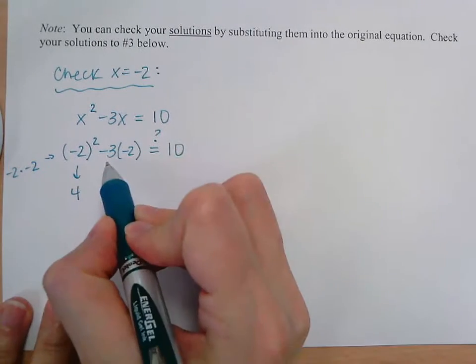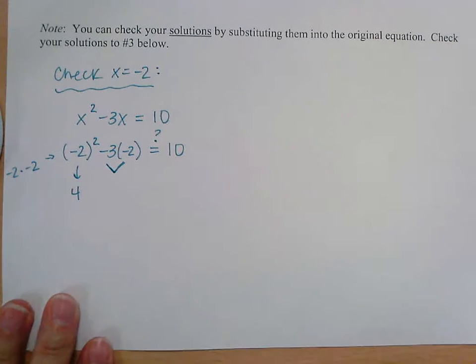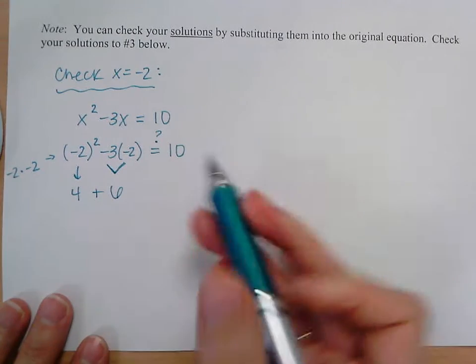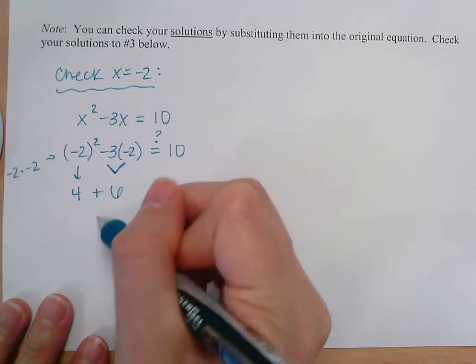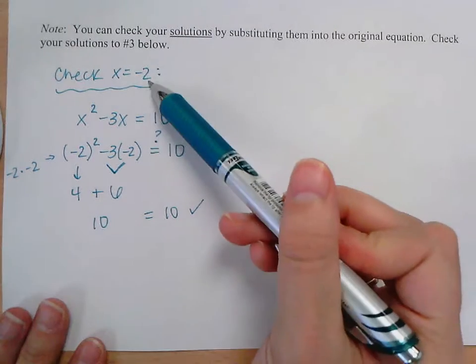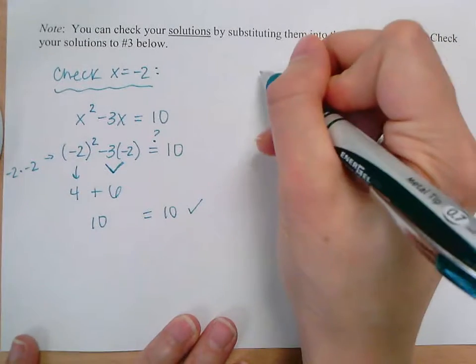And then here if I have -3 and -2, if I multiply -3 and -2, what is that? What is -3 times -2? +6. And then what is 4 plus 6? 10. So I do get 10 equals 10. That means -2 is a correct answer. So without asking me, you already know that -2, that answer is right. And then you would have to do that for both.